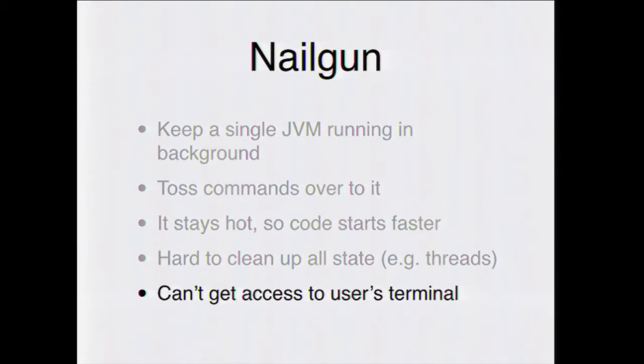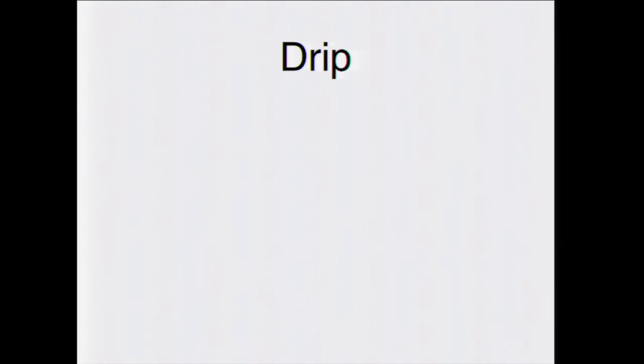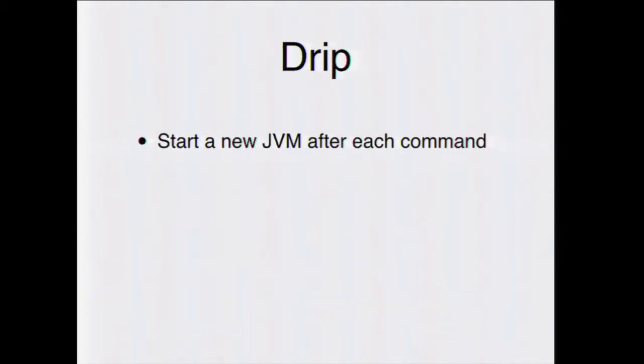Okay, there's another way to do it. It's called Drip. The way it works is that it is going to start a new JVM every time you execute something. It is going to start a JVM, and at the same time, it is going to boot up a new JVM so that next time you call the JRuby command, it will be called against the JVM that is already warm. Okay? It takes more memory, but it might be good for you.